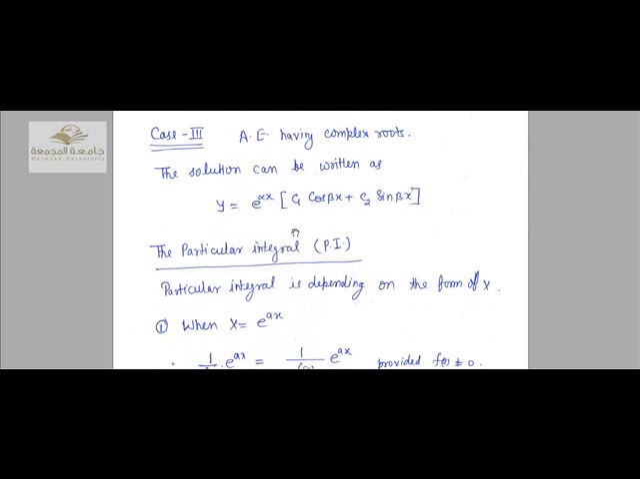Case 3, auxiliary equation having complex roots. The solution can be written as y = e^(αx)(c1 cos βx + c2 sin βx).